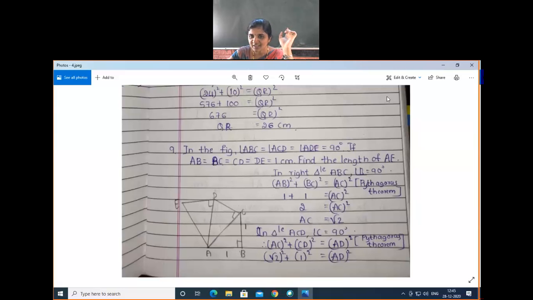Yes, who is ready to give the answer for this AE measurement? We all know. Who is ready to give the answer for that AE measurement? Aniket? Yes, Aniket?